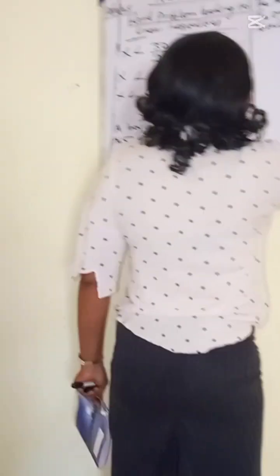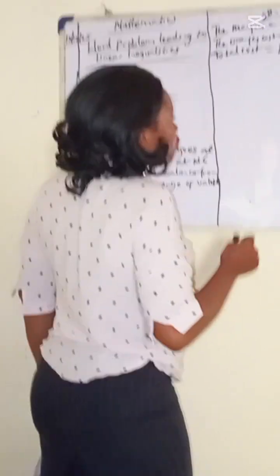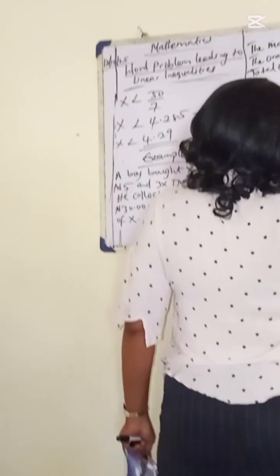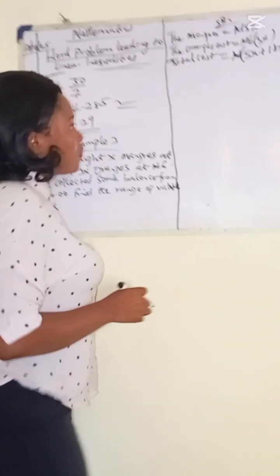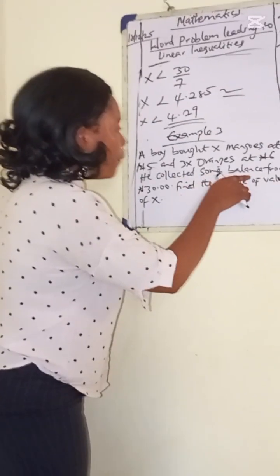So now look how we are going to go down to get the total cost of the mango and orange first before we go back to the question. So I'm going to write total cost. Both of them are in naira, so I'm going to bring my naira out. Open bracket, 5 times x will give us 5x, plus 6 times 3x will give us 18x.